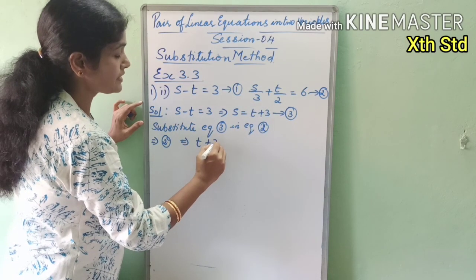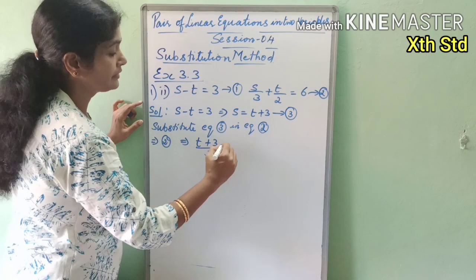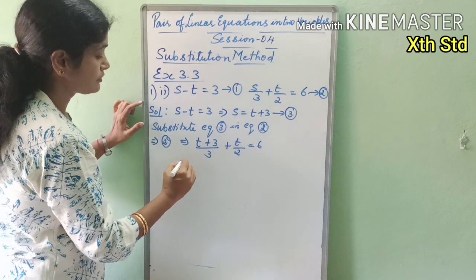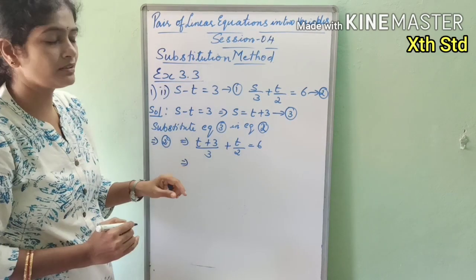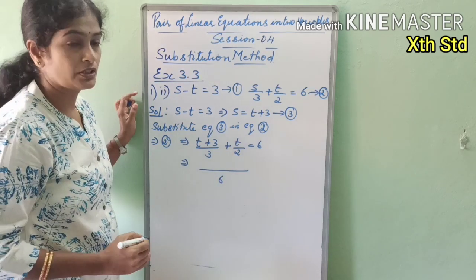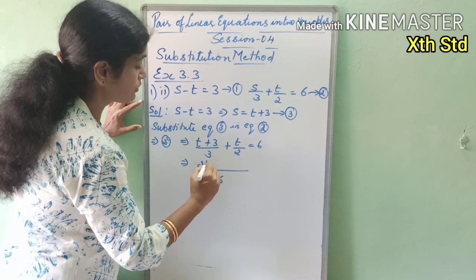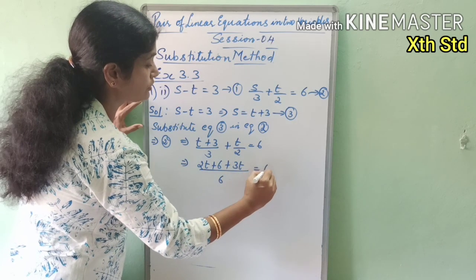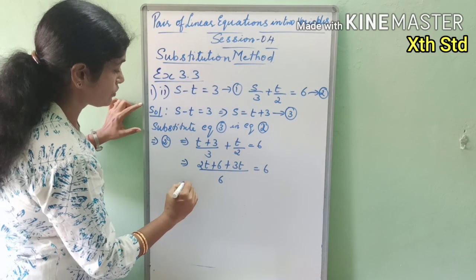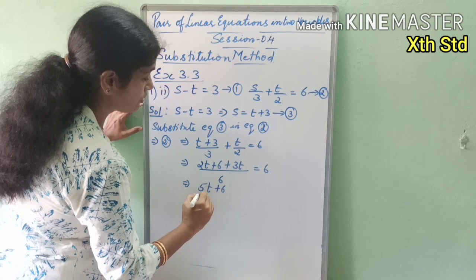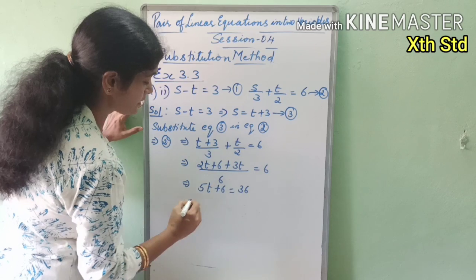So (t + 3)/3 + t/2 is equal to 6. Since fractions are involved, you should be a little careful. Take the LCM. 6 is the LCM, right? So it is 2(t + 3) + 3t equal to 6, right? So 5t + 6 is equal to 36.